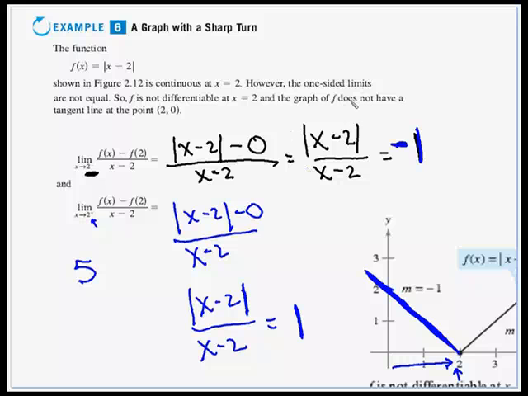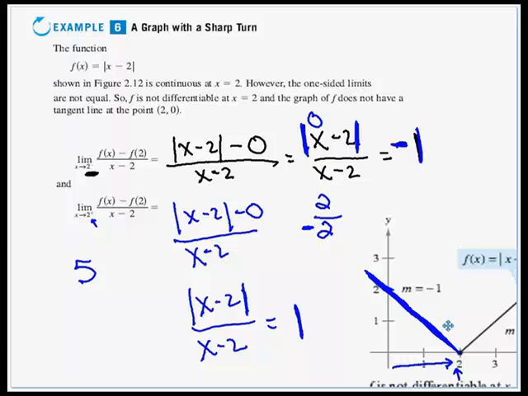In the first part here, we were approaching from the left side, from numbers less than 2. Well, let's just plug in a number less than 2, 0. Let's plug a 0 in here. 0 minus 2 would be -2 in absolute value bars, and then the absolute value bars would turn that -2 into a +2. And then our denominator doesn't have the absolute value bars. That would be 0 minus 2 or -2. So now we have 2 divided by -2, or -1.